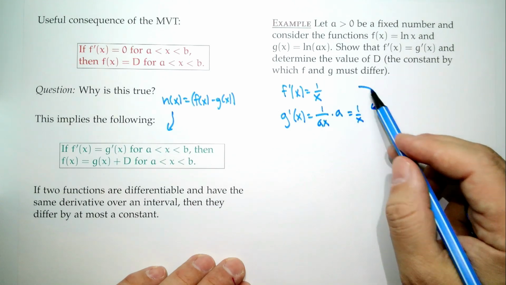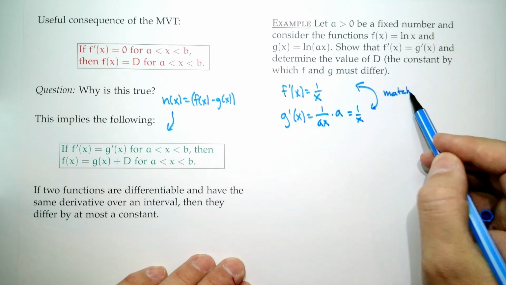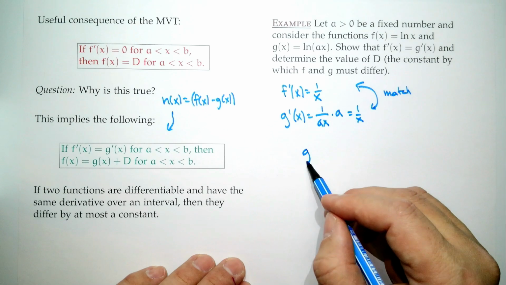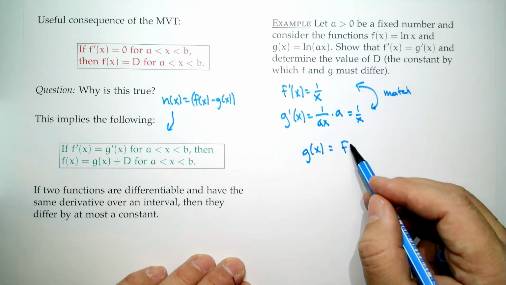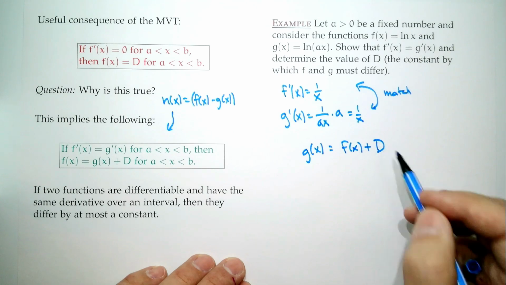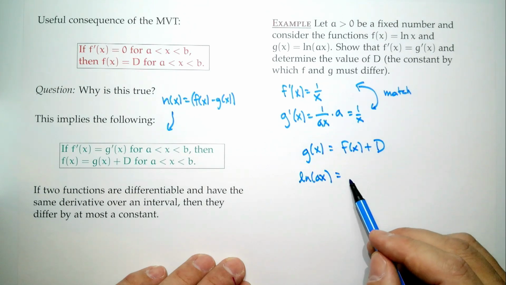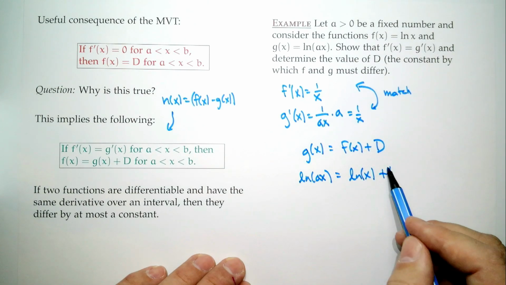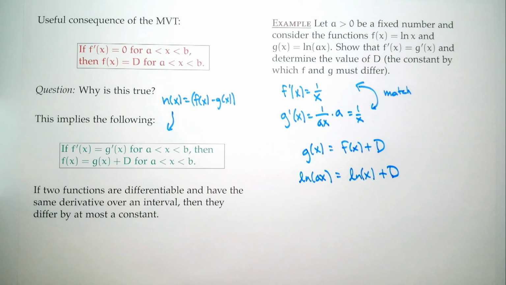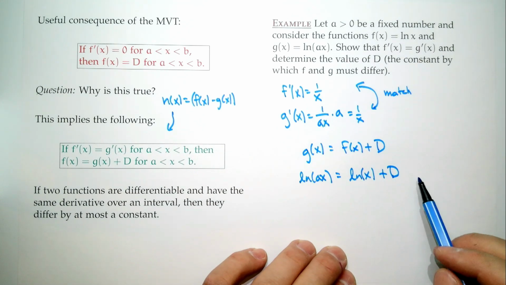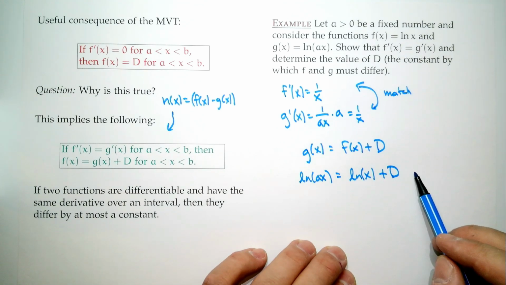And these match. So that tells us that the derivatives have to match, which tells us the following, that g of x has to equal f of x plus some constant d. Or if you like, log of ax has to equal log of x plus some value d. Now that has to be true for every value of x. So let's pick a nice value of x. What's a convenient value for x? Well, 0 is not a convenient value for log. What's another number? Why not pick x equal 1.